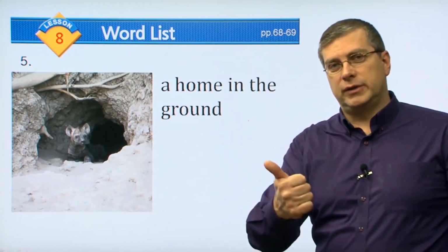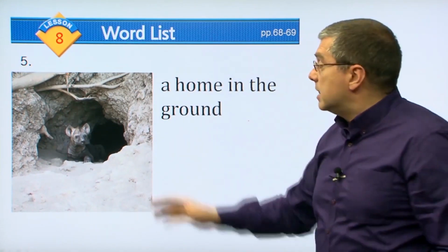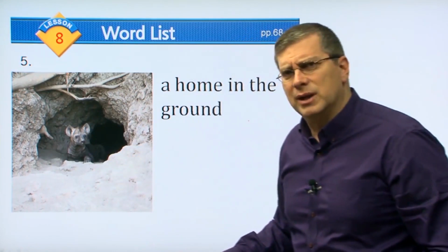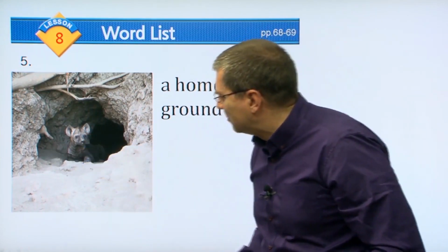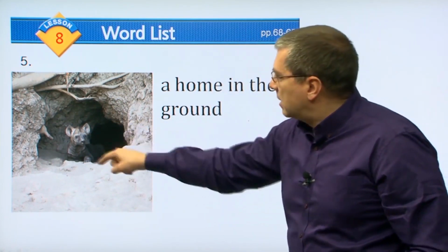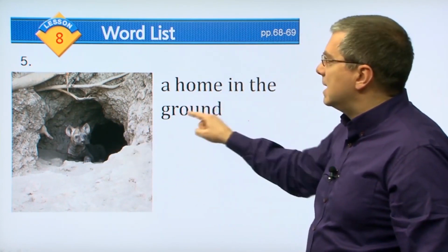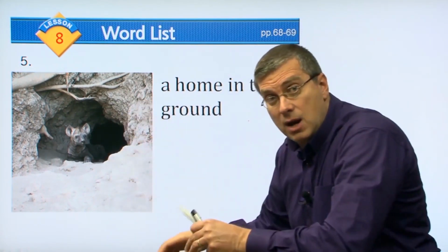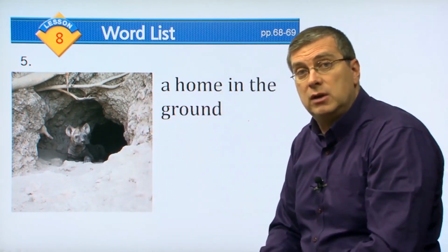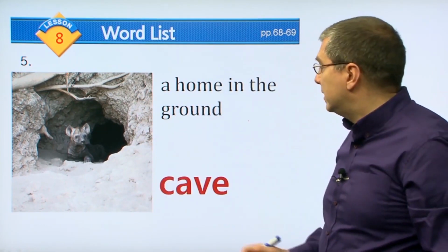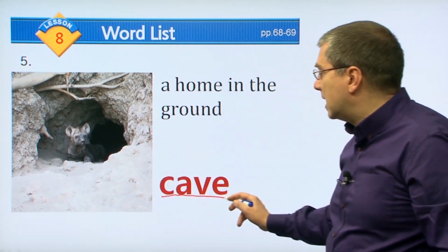We've talked about shelter. We've talked about nest. Now this is another type of home, and this is an interesting looking animal here, right? Kind of looks like a dog, but it's not really a dog. It's a different type of animal. And this animal will live in a home in the ground. So many animals will dig in the ground and they will make their shelter or their home. There's a special word for this. What is it? We say it's a cave, okay?